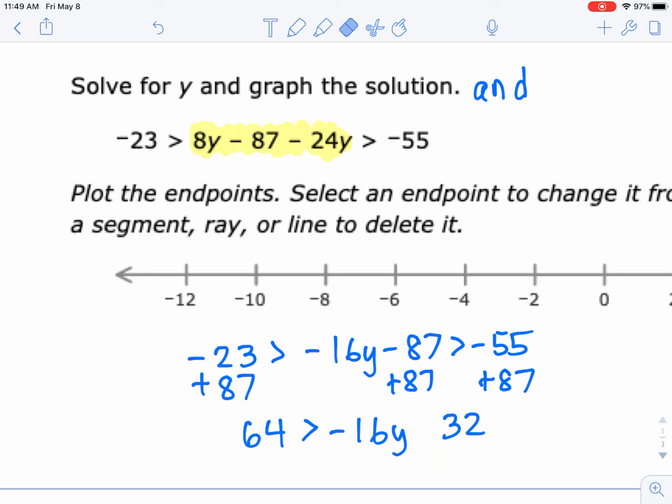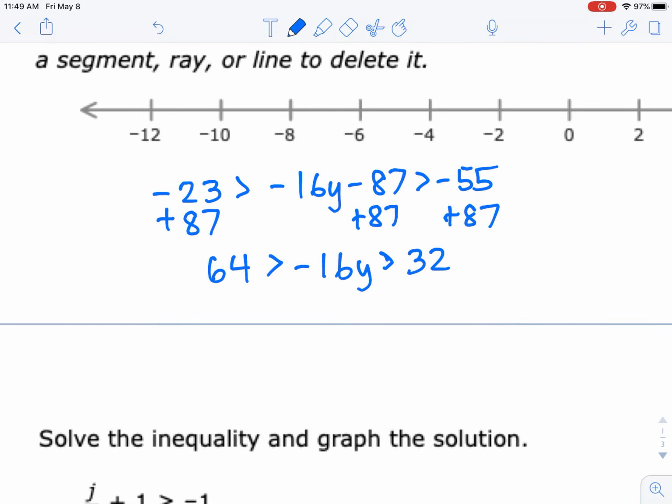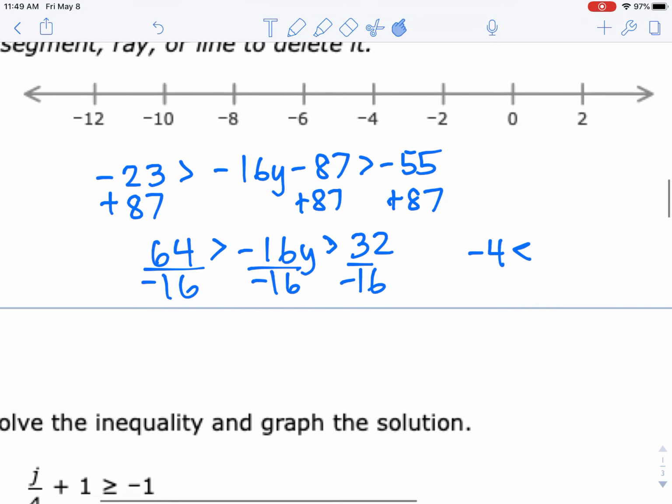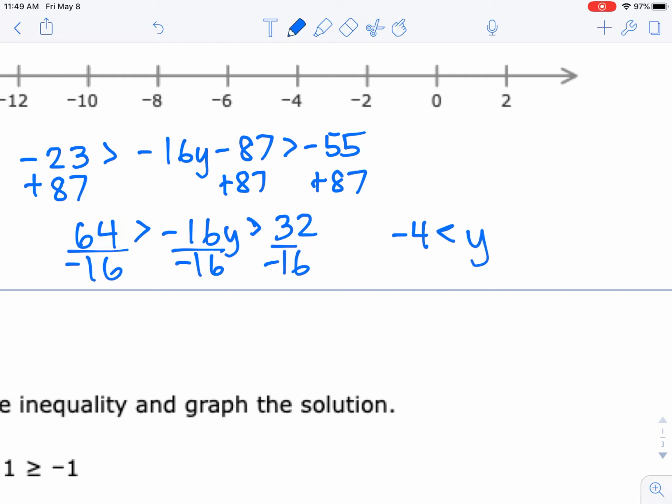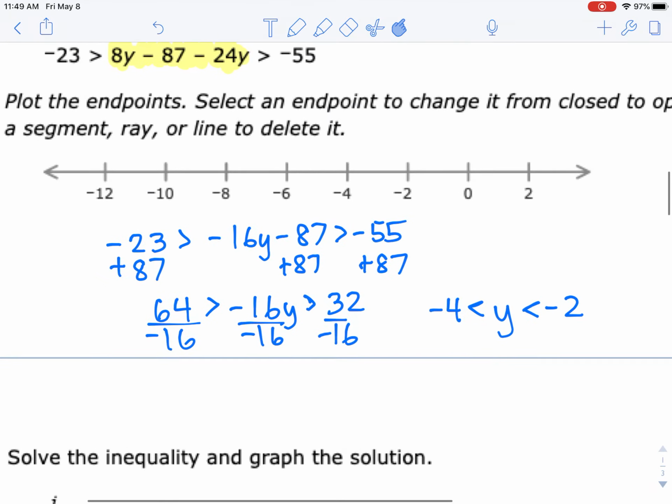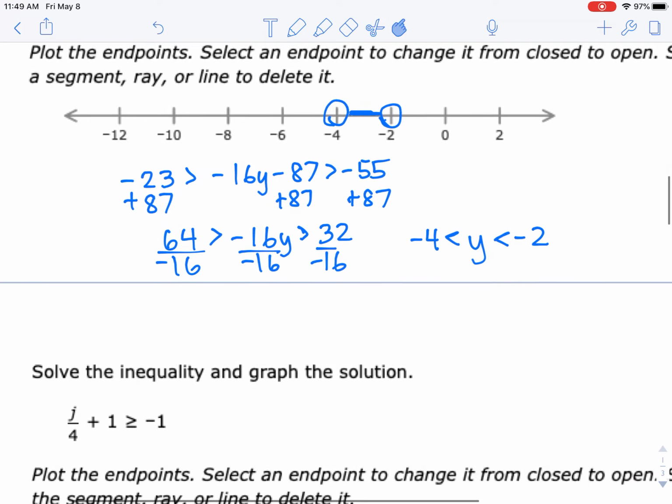And then I need to divide through by negative 16. So you get negative 4, and you have to change the sign. Less than y less than negative 2. And that makes sense, because negative 4 is less than negative 2. And then it is an open circle, and I call this the dumbbell, and between the two.